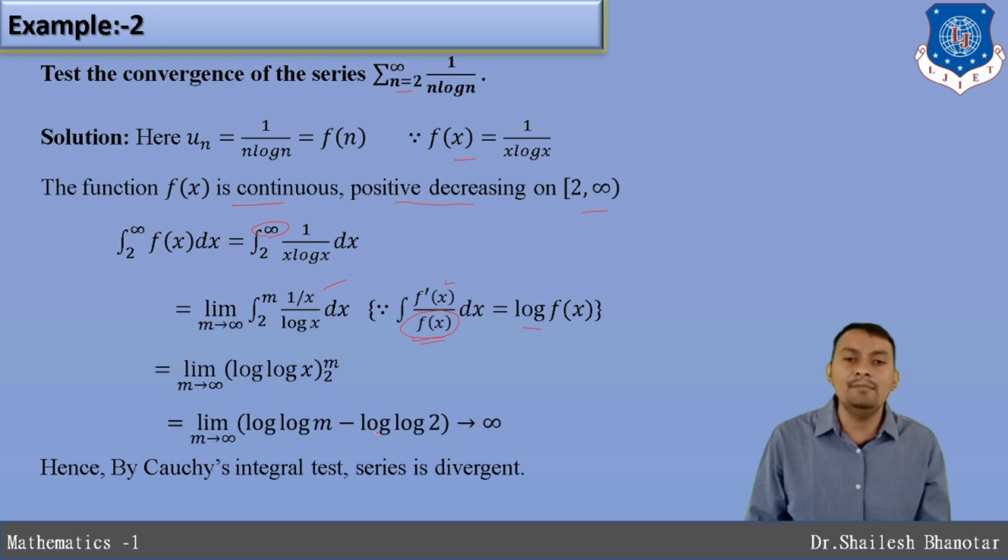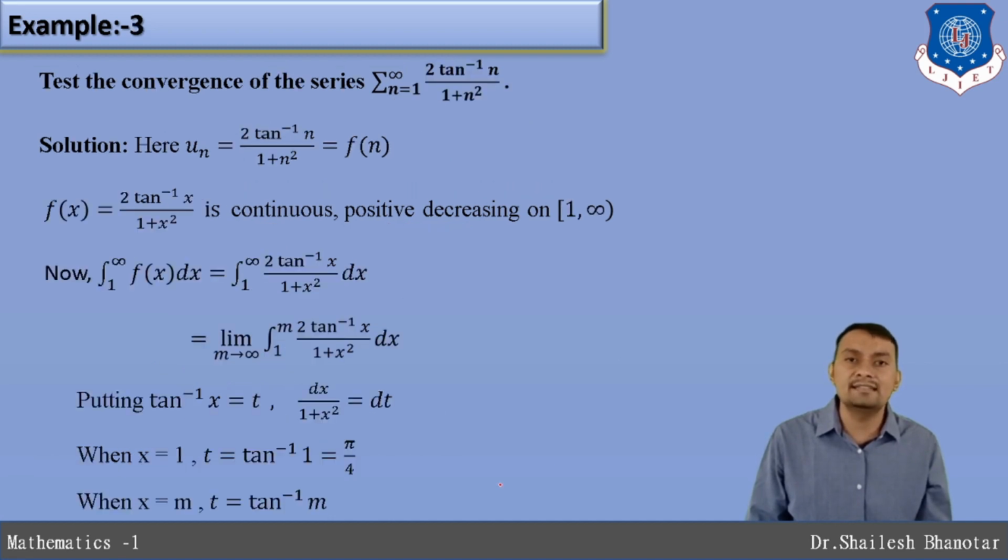When we put in the upper limit and the lower limit, since m tends to infinity, it is going to be infinite, as we assume that m is a very large number. Therefore, by the Cauchy integral test, we can say that the series is divergent.